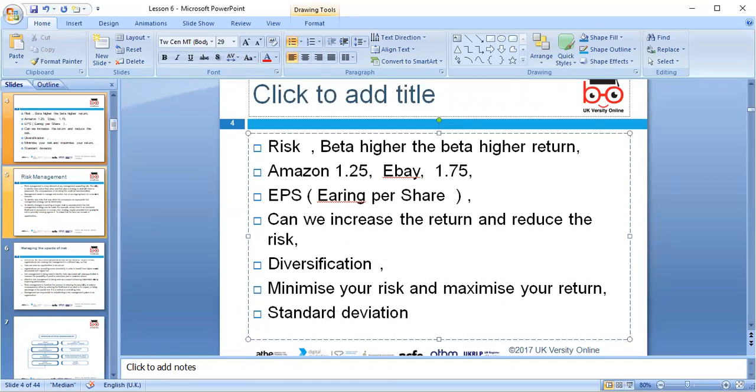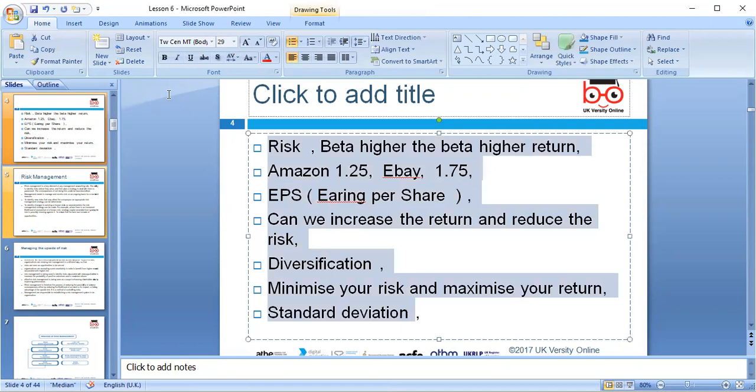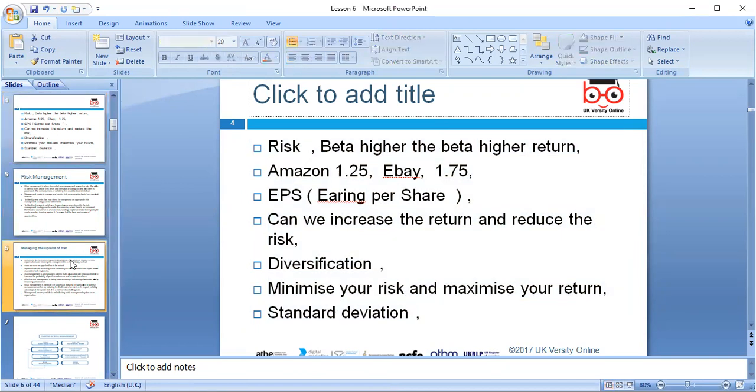To measure the risk, we use standard deviation. We can look at how much the data points deviate from the mean, and during the assignment discussion we can demonstrate these points as well. The key focus of our learning outcome is risk and return.